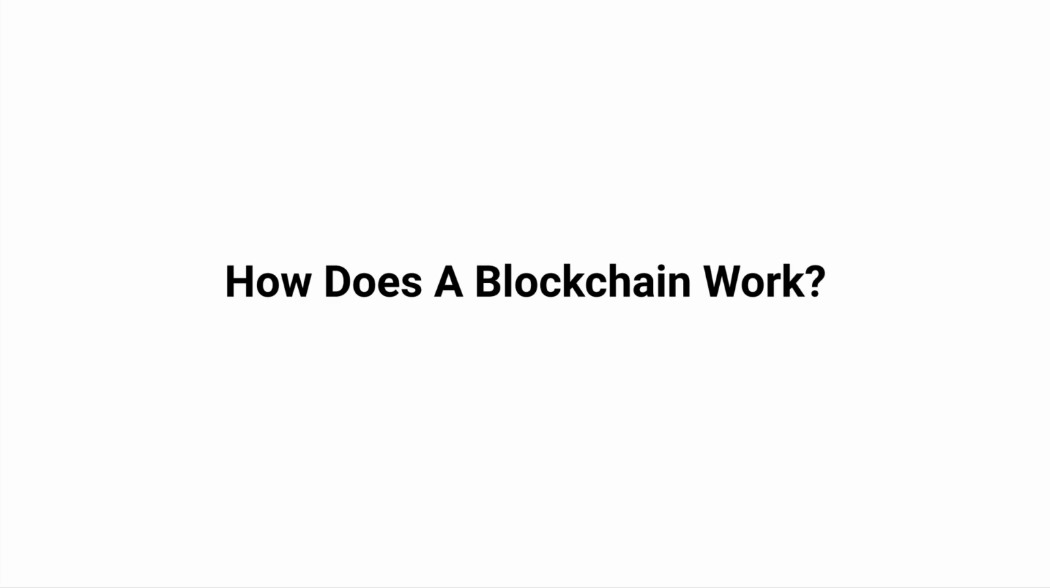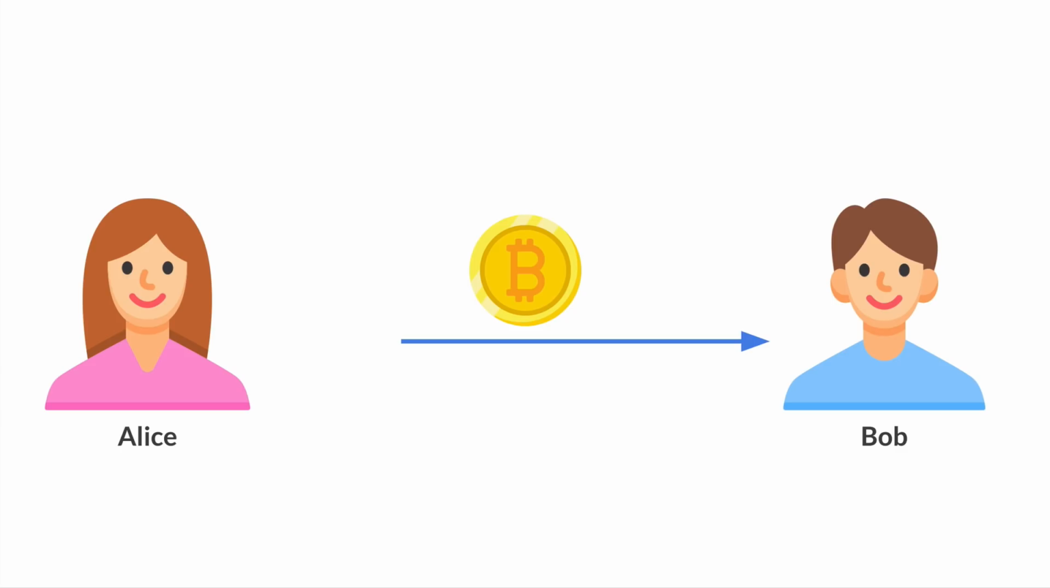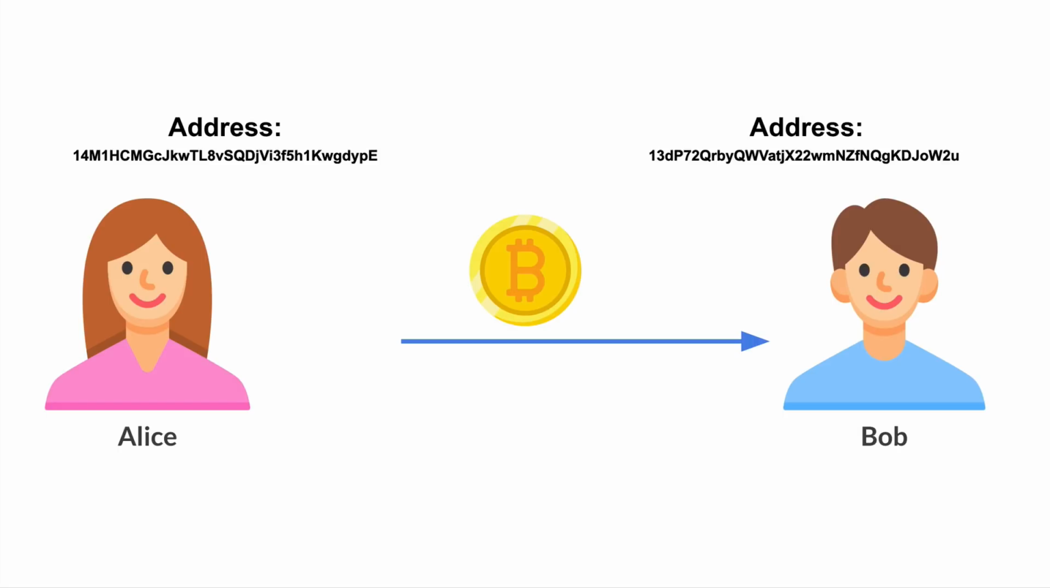Now, how does a blockchain work? Let's continue on with the example from the previous section. Suppose Alice wants to send some Bitcoin to Bob. In order to do this, Alice and Bob each need an account on the Bitcoin blockchain. Their accounts are much like their usernames. Alice must know Bob's username or account address in order to send cryptocurrency to him.